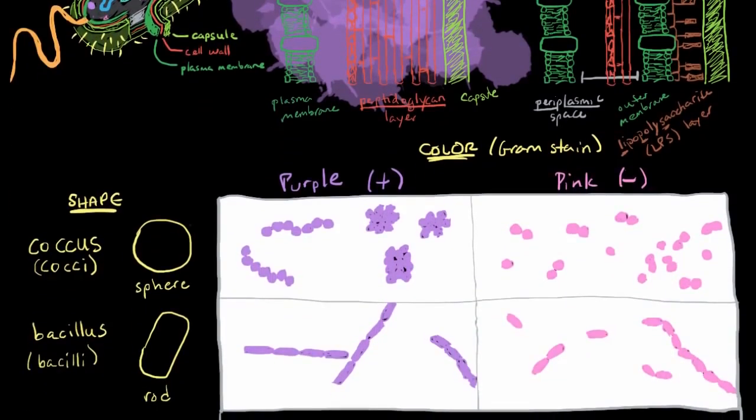So this should explain why these particular bacteria stain purple or pink. And now you should have a good understanding of one of the main ways to tell bacteria apart, both by their shape and color, and you should also understand where that color comes from because of their cell wall structure.